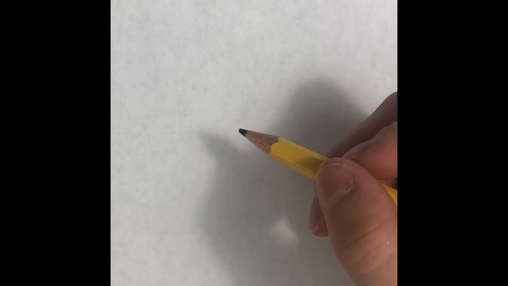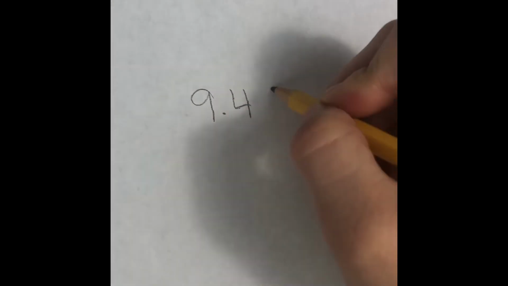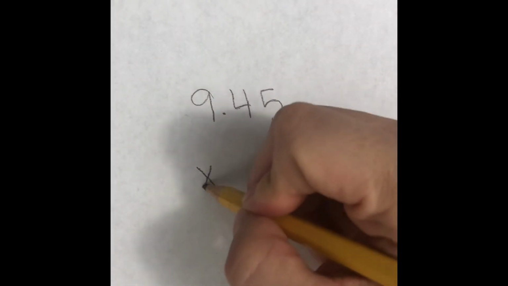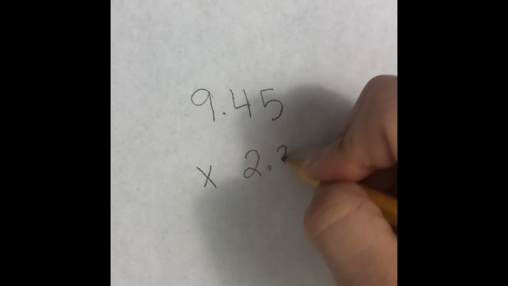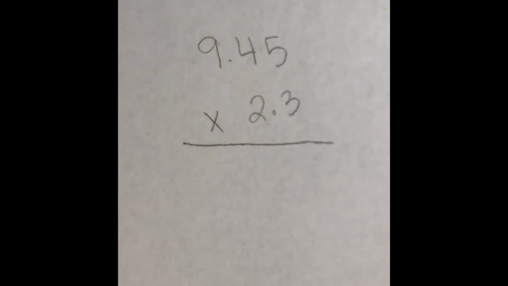So, when we multiply decimal numbers, we are going to follow the very same steps that we use when we multiply any multi-digit whole number. So let's take this problem for example: 9.45 times 2.3. We're just going to pretend like our decimal points aren't there for a few minutes. If you wanted to, you could use a little sticky tab or something to cover them up, but I find it just as easy to pretend that they're invisible.